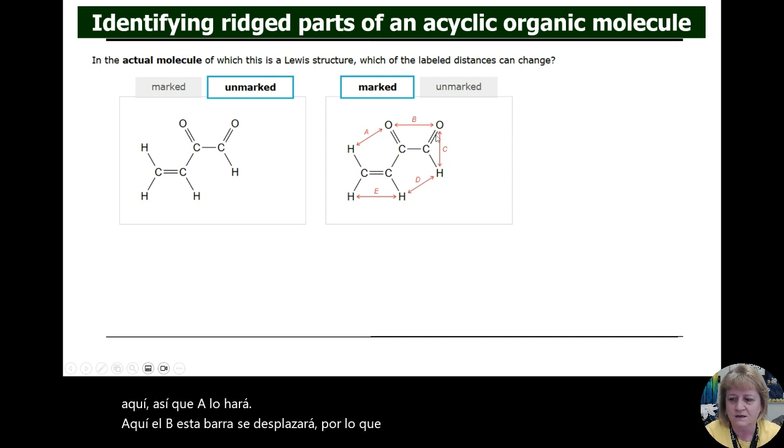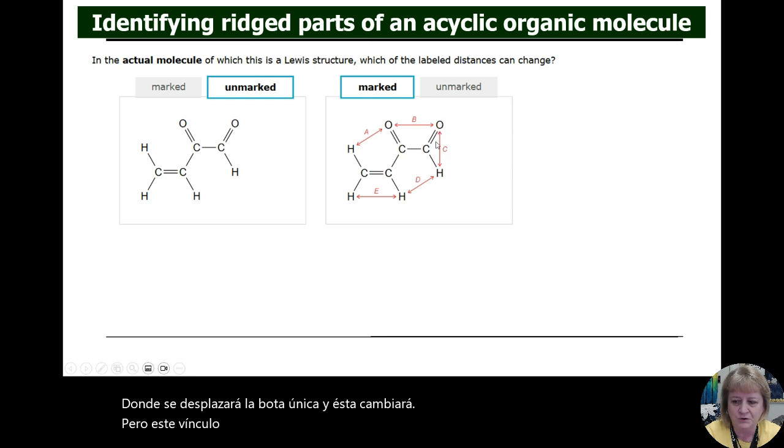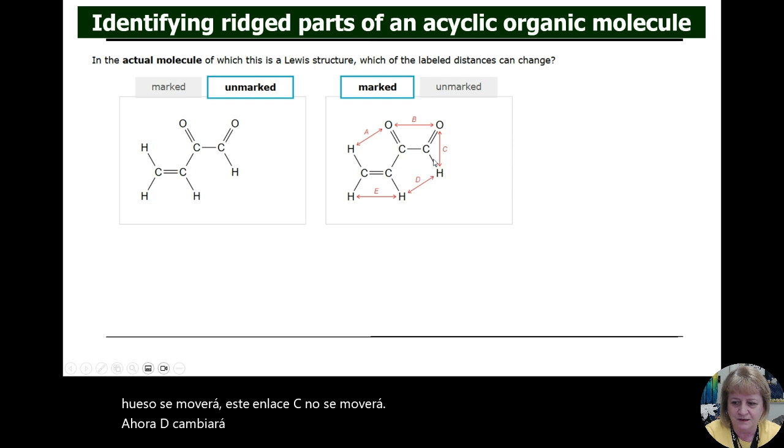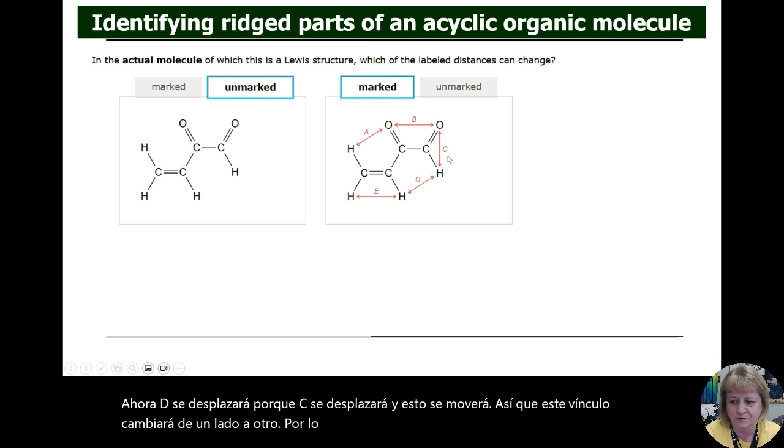Here, this bond right here will not move. Even though this bond will move and this bond will move, this bond C will not move because this O will not move. Now D will shift because C will shift and this will move, so this bond will shift around and around, so H will move over and back and over and back. And E will not move because this double bond will not move.